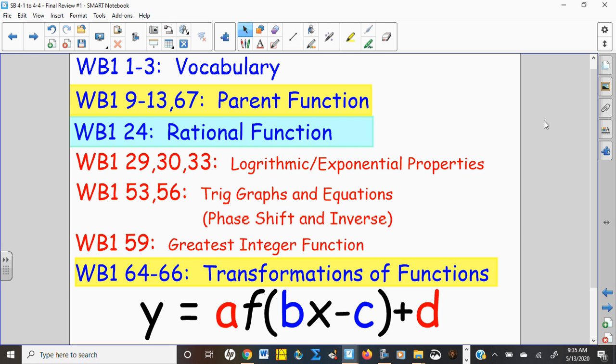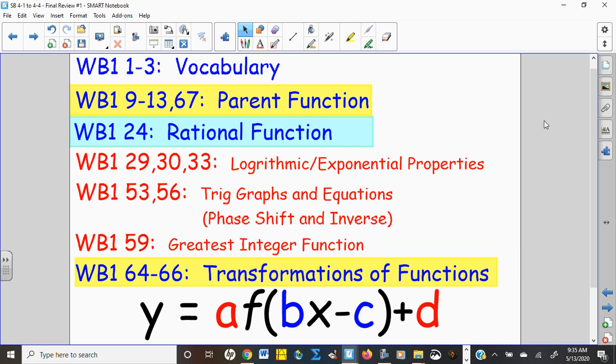So those 4 pages or so would be worth checking out. On page 67, as soon as we finished transformations, there was 1 page that had all the parent function graphs on it. It didn't have all the detail, but it definitely had all the pictures of the parent functions. That's a nice little reference page if you've forgotten what they look like. If you can understand why the parent functions have the shapes they do, it'll go a long way to helping you not have to memorize them. You'll just understand why their shapes are what they are.